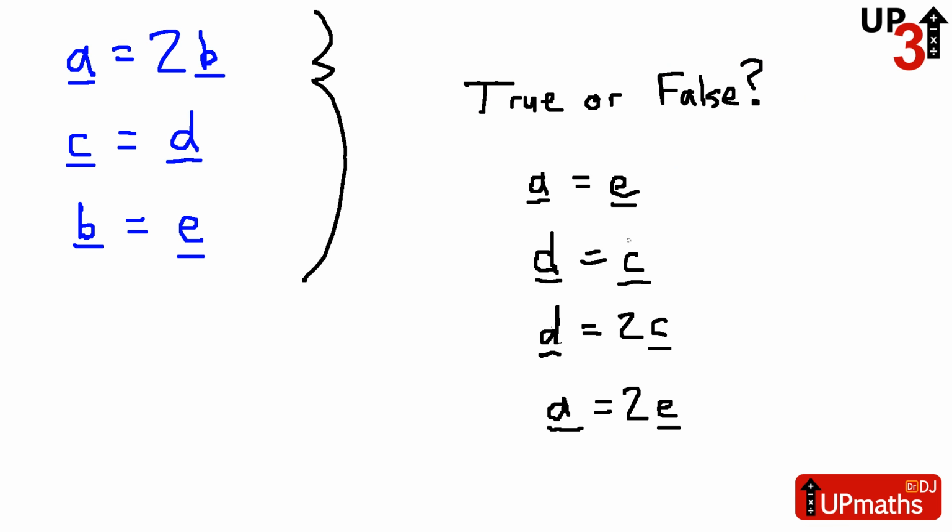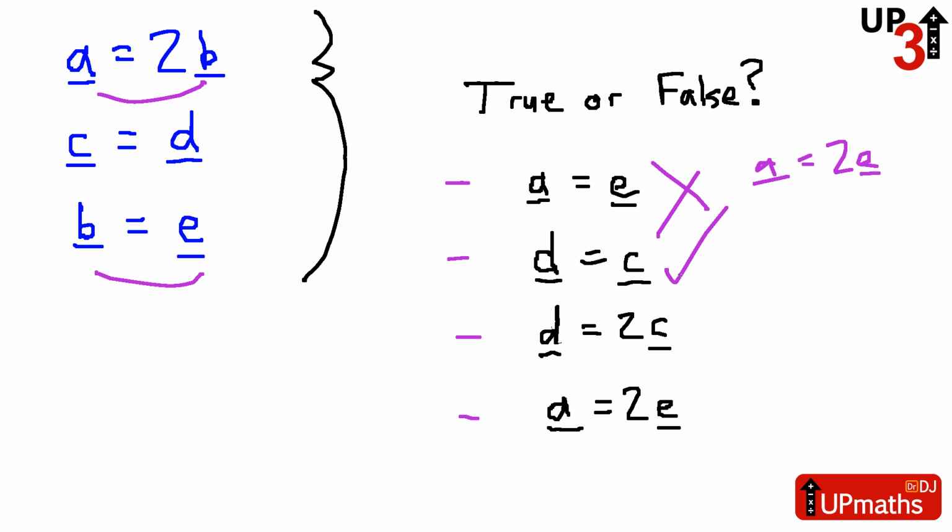Got 4 true or false questions here, so decide whether each one's true or false. Obviously pause the video if you like. Is A equal to E? A equals 2B, and if B equals E, that means that A equals 2E, so that's false. D is definitely equal to C, because it doesn't matter which way around you write it. Is D equal to 2C? Well, no, because we know that D equals C.